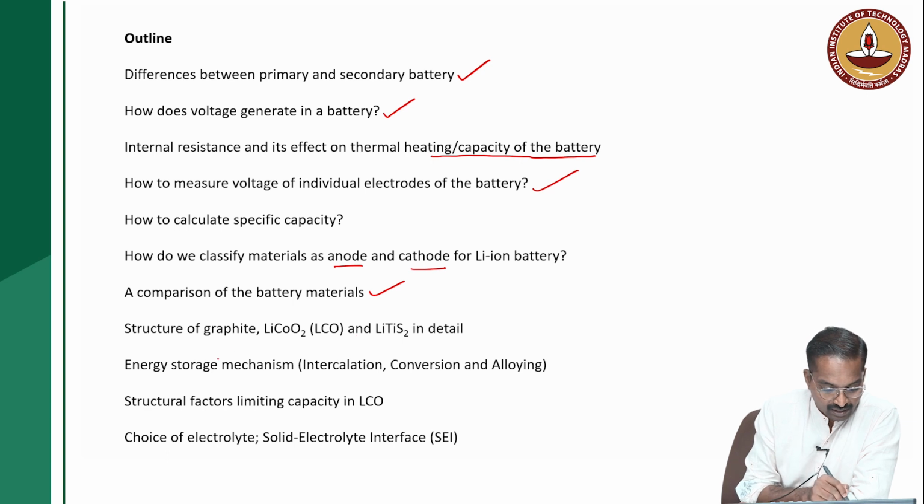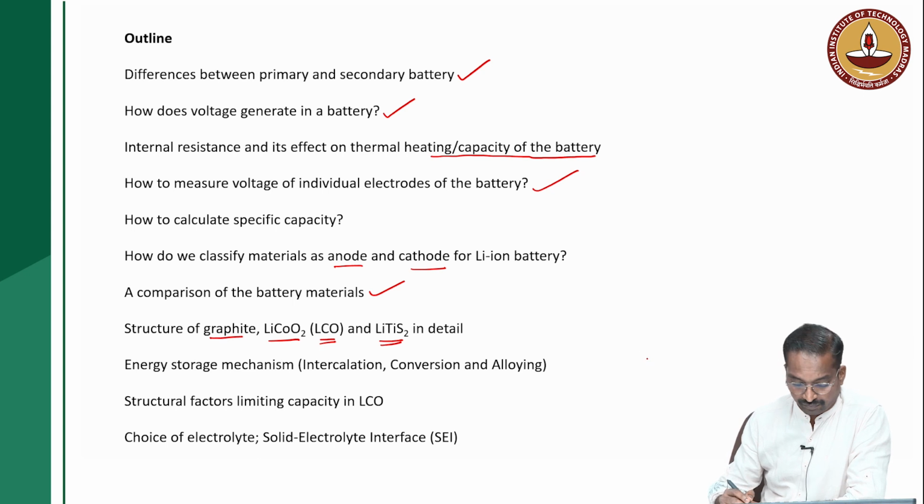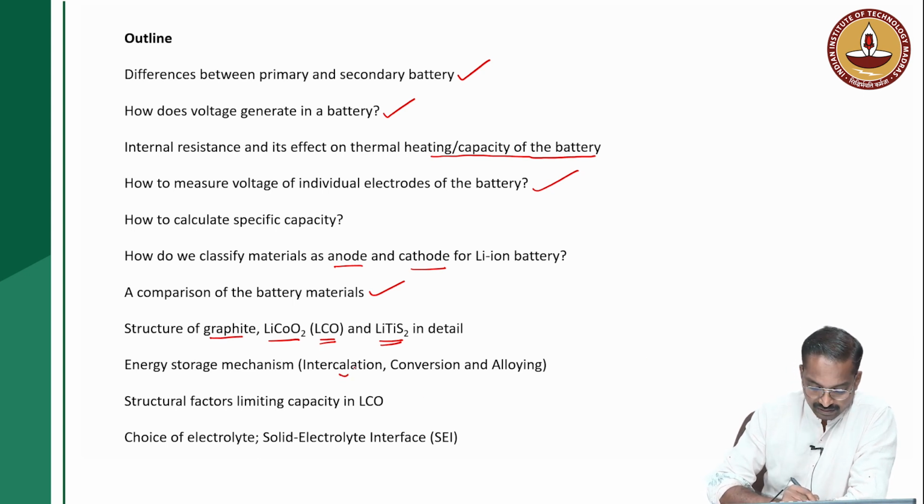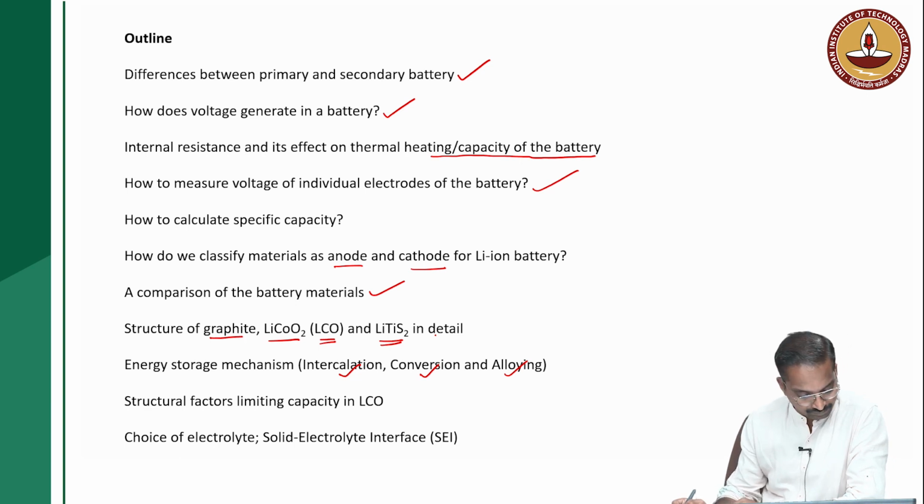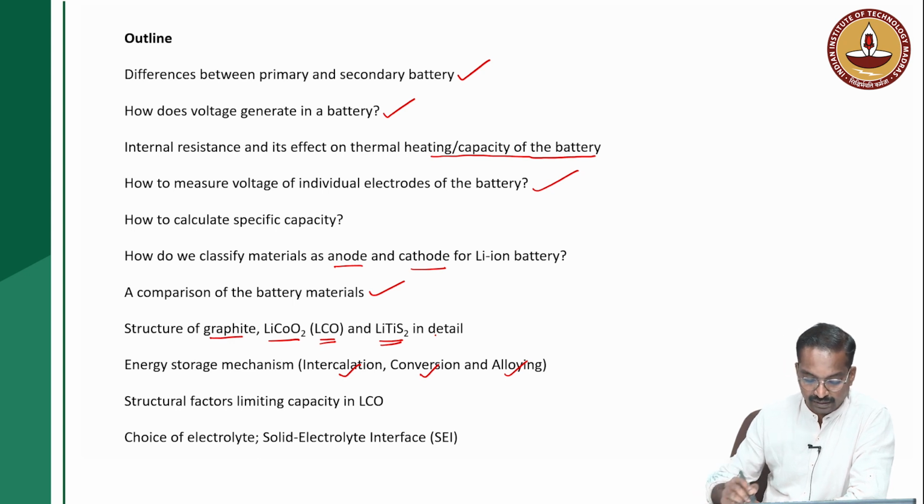And specifically I will discuss the structure of graphite, lithium cobalt oxide, which is called LCO in the industry, and lithium titanium sulphide, and the energy storage mechanism, because lithium can be stored in the battery by several processes like intercalation, conversion and alloying. So, we will see in detail what these processes mean and what the advantage is of using one over the other. And then the structural factors which limit the capacity in case of LCO, lithium cobalt oxide, and the choice of the electrolyte.